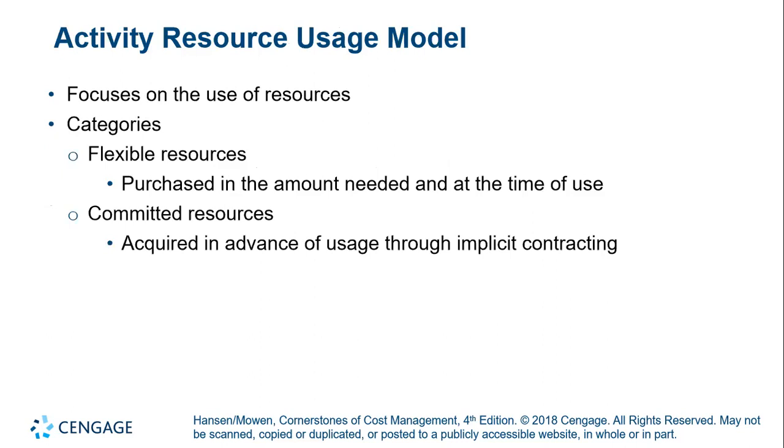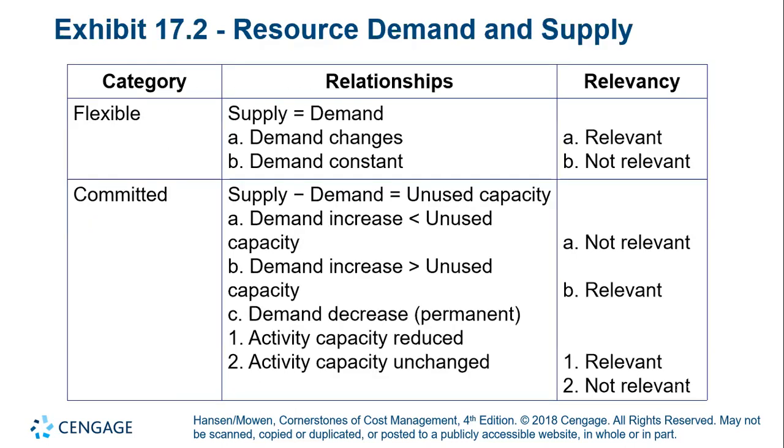Now, the activity resource usage model focuses on the use of resources, and the categories are flexible and committed. The flexible resources are purchased in the amount needed and at the time of use. The committed are those acquired in advance of usage through implicit contracting. Now we have the resource demand and supply relationships and relevancy. Now we have the category of flexible.